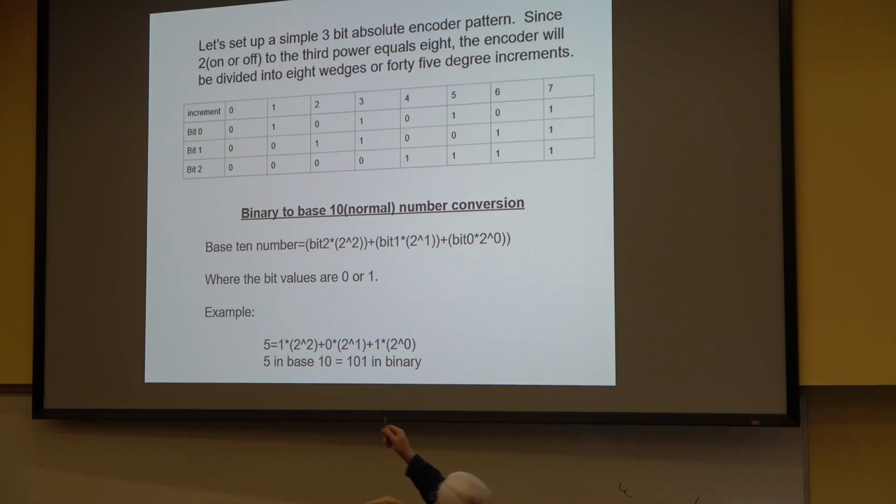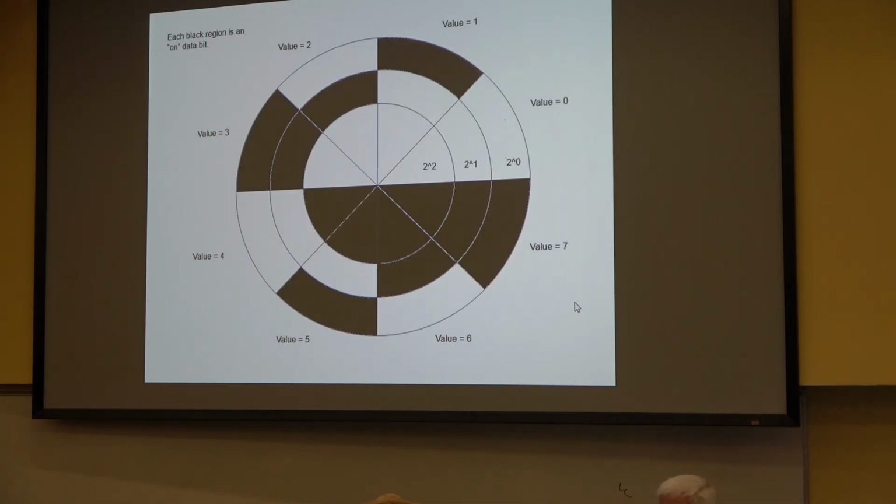In the first one, for position 0, I'll have 0, 0, and 0. No rocket science there. If I take 2 to the 0th power, I get 1. If I take 2 to the 1 power, I get 2. And here's how you go from base 10 to binary, or from binary to base 10, I should say. And if you do that, and you work your way around, graphically you get something like this.